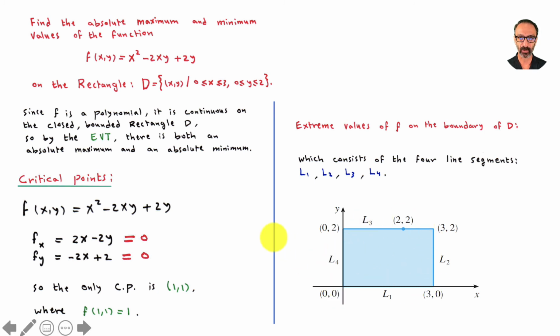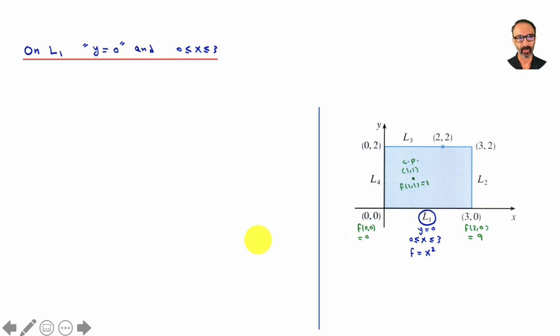We're going to go over L1. On L1, notice that y is 0. Notice also that x changes from 0 to 3, including 0, including 3, which I have written here for you.